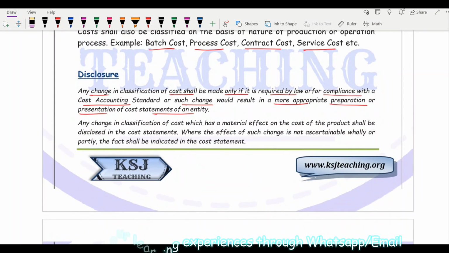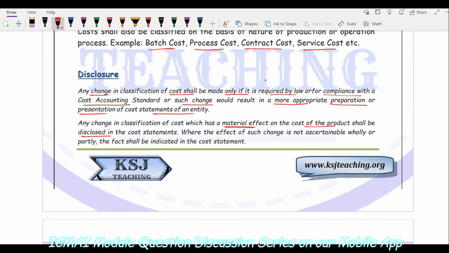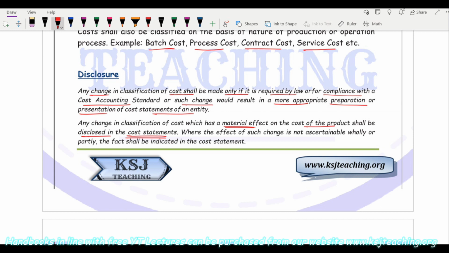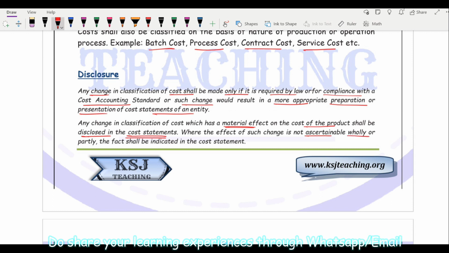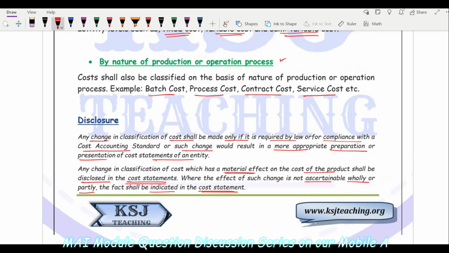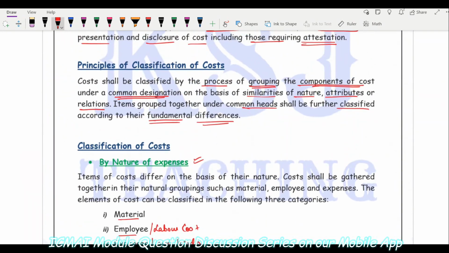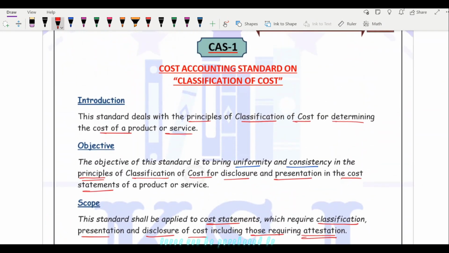Any change in the classification of cost which has a material effect on the cost of the product shall be disclosed in the cost statements, which is relevant from the viewpoint of the cost of the product, which has a significant impact on the cost of that product. It should be disclosed in the cost statement. Where the effect of such change is not ascertainable, wholly or partly, the fact shall be indicated in the cost statement, right? So this is our first cost accounting standard, that is classification of cost.